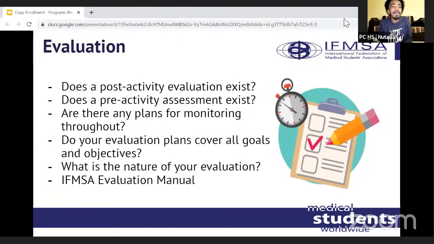So the last point that I'm going to be talking about is evaluation. I'm not going to go into so many details about it because we have an upcoming webinar about evaluation and reporting, which you should definitely check out.